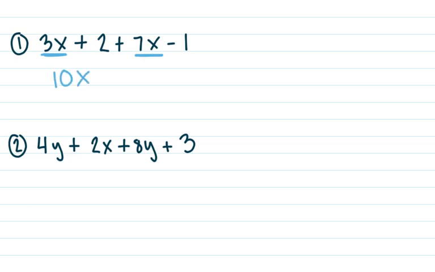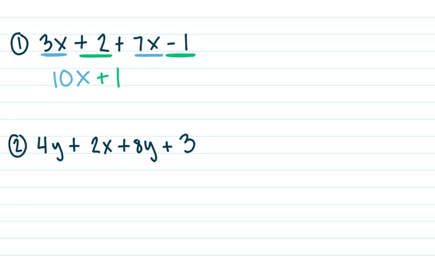Now take a look at your other numbers here. I have a plus 2 and I have a minus 1. So I can combine those together as well because they're just numbers. They don't have any letters or variables attached to them. They are the same thing. And so what I end up having is 2 minus 1. So that's going to be 2 minus 1 is 1. So I have plus 1 more.